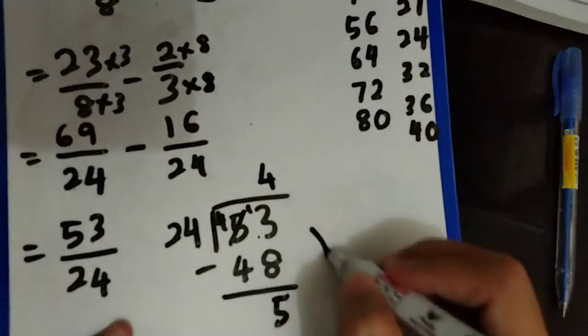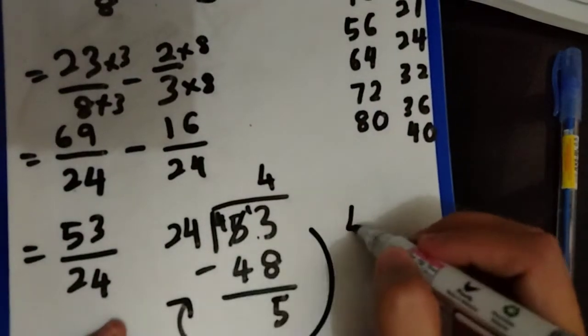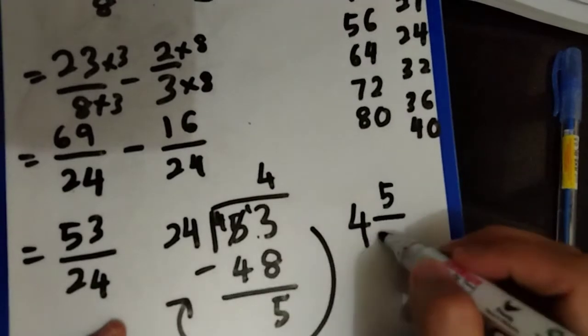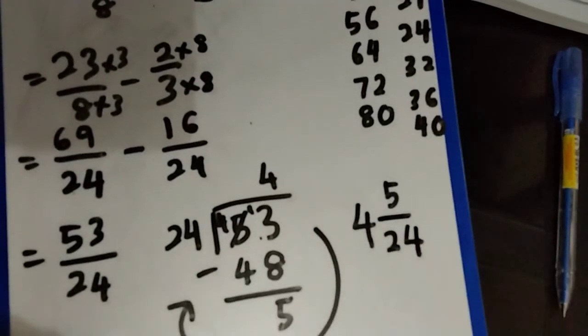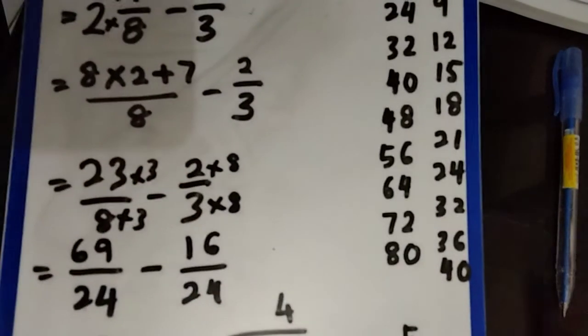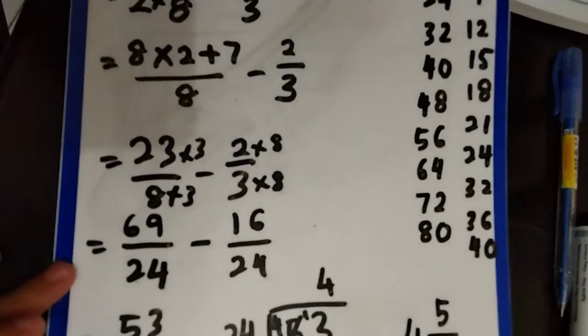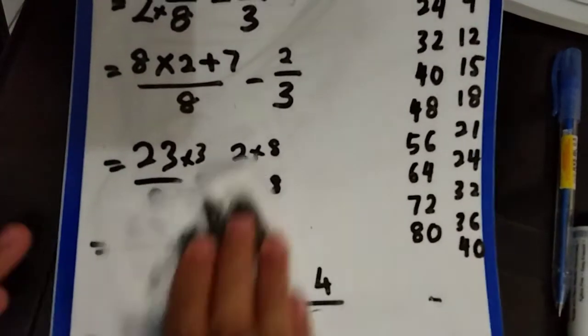Okay, you still get the same answer, 45 over 24. Okay, so settle for this one. You're going to move to the next question. For fractions, don't worry, you just have to know the steps, follow the steps, and you will get the answer, believe me.